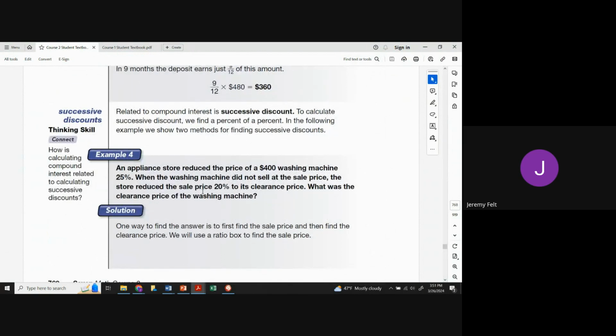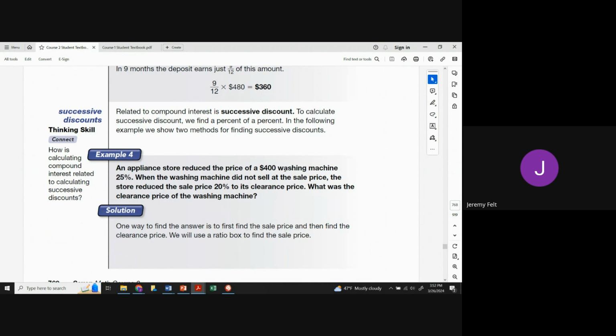All right, let's look at example 4. An appliance store reduced the price of a $400 washing machine 25% when the washing machine did not sell. So this is a successive discount we're looking at. We find a percent of a percent. So again, just like multiplying a fraction by a fraction, like half of half is actually 1/4. It's going to be the same thing with the percent.